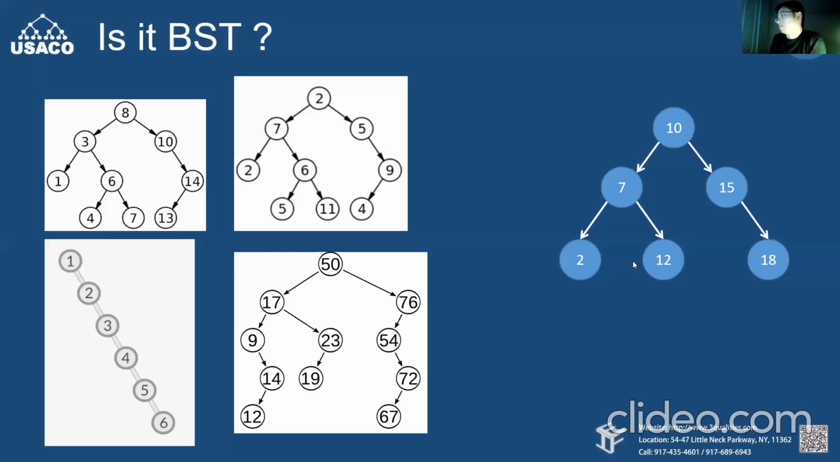It's because for 15, the 18 isn't really... it's the left node because there's no right. It's the left node because of the first. It's like the first child.